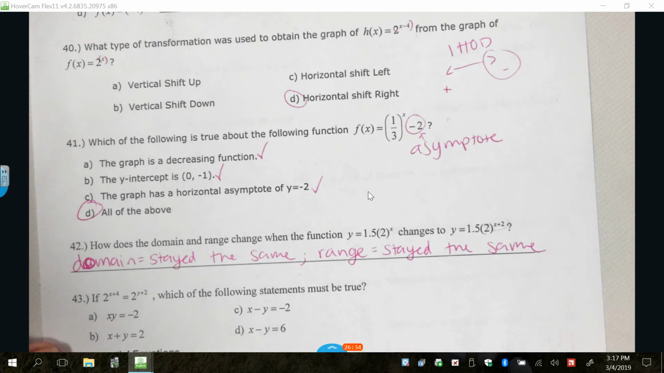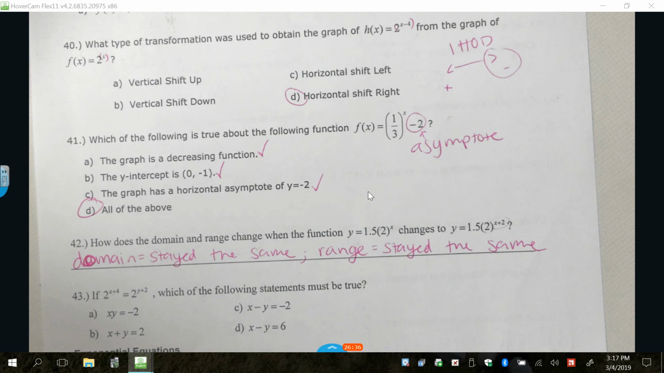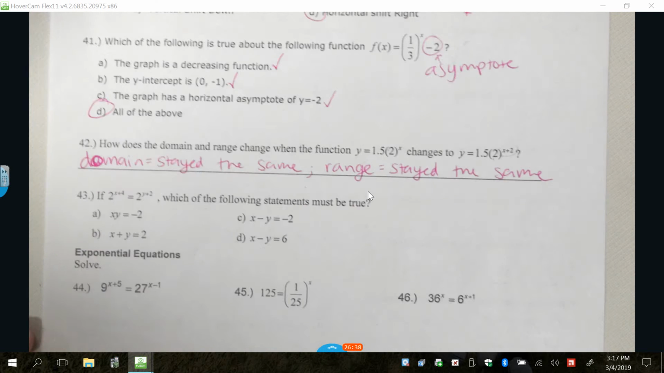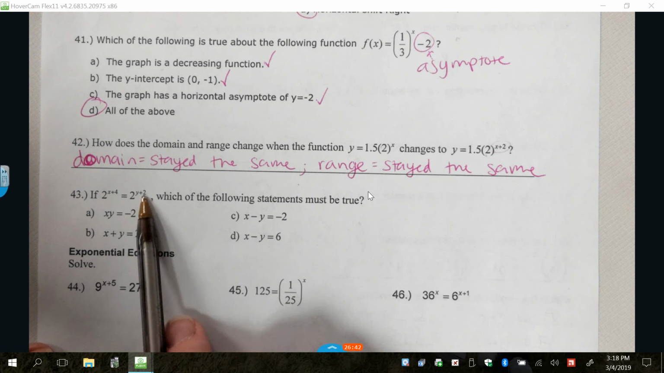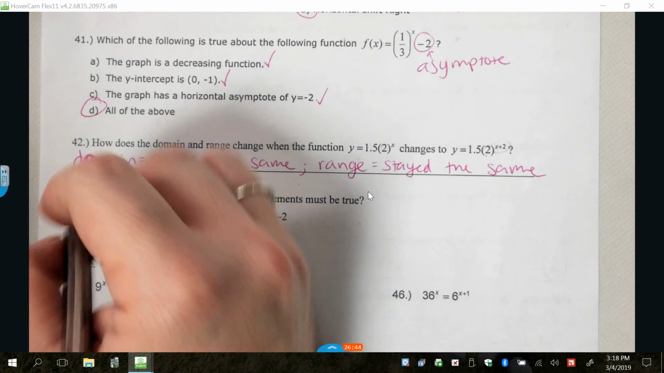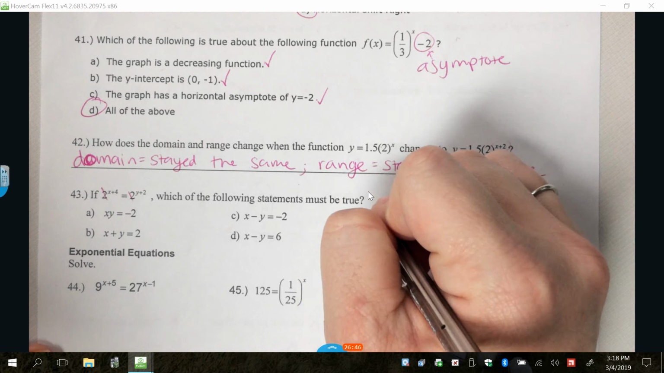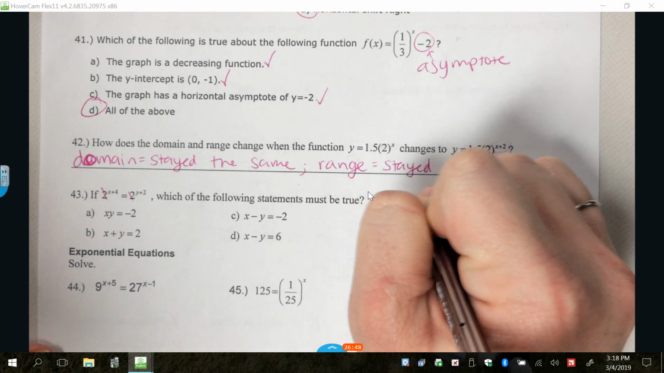So there was no change to the domain or the range. Okay, now it says if 2^x+4 equals 2^y+2, which of the following statements must be true? Well, remember, the 2's cancel, and you get x plus 4 equals y plus 2.